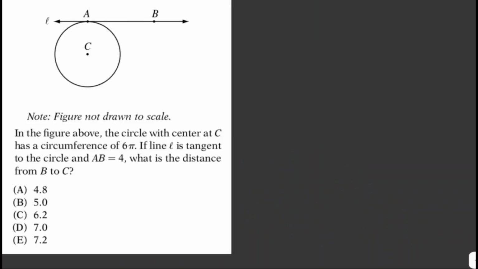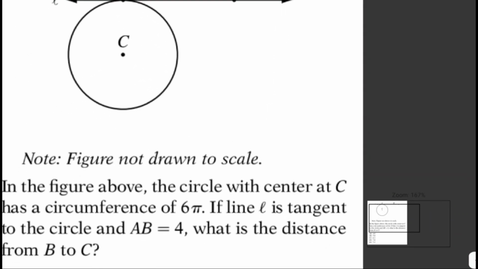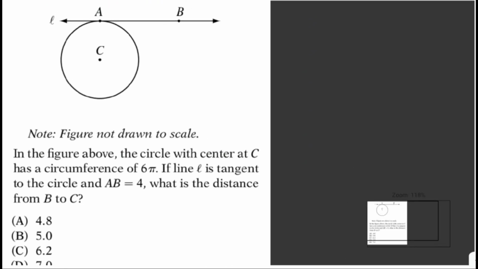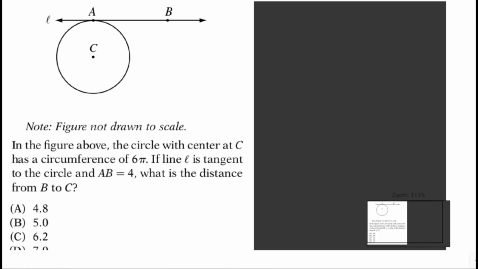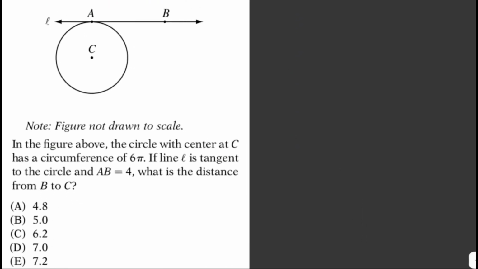Let's solve another one. Okay, we're given here this figure. In the figure above, the circle with center at C has a circumference of 6 pi. If line L is tangent to the circle and AB is equal to 4, what is the distance from B to C? So it's given here that from A to B, AB, this is just equal to 4.